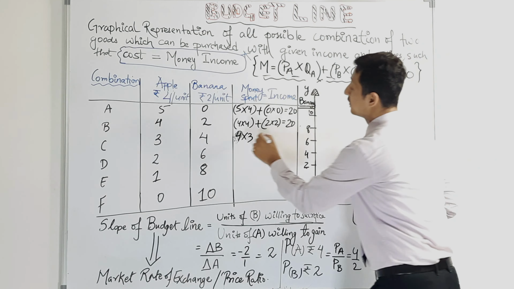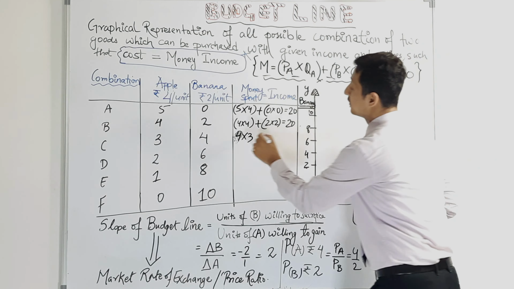And the other possible combination is we use the entire income to buy the bananas, that is 2 into 10, that is 20, and we'll be able to buy 0 apples, right? Okay, so these are A, B, C, D, E, F.